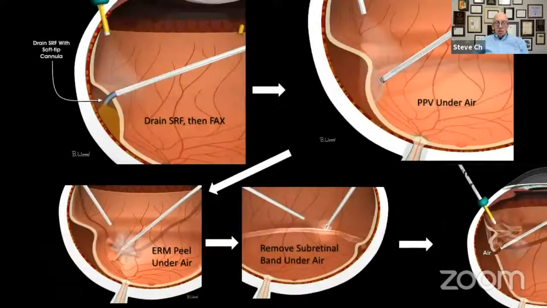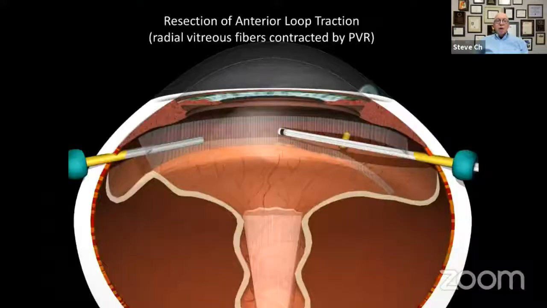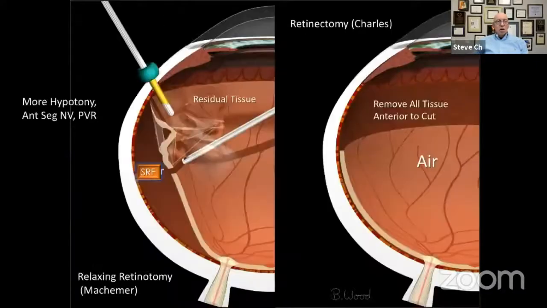So this graphically shows the sequence. You see the arrows starting in the upper left-hand corner and then proceeding across the bottom. First, subretinal fluid, then fluid air exchange, then vitrectomy under air if needed, then membrane peeling under air if needed, then remove subretinal band under air if needed, and then retinectomy if needed. Anterior loop traction is, again, radial fibers that were in contact with the retinal surface, extending from the posterior edge of the vitreous space anteriorly. Those must be resected. Today's 25 and 27 gauge cutters are just fine for that. There's no need for scissors as I used to use in the 20 gauge era.